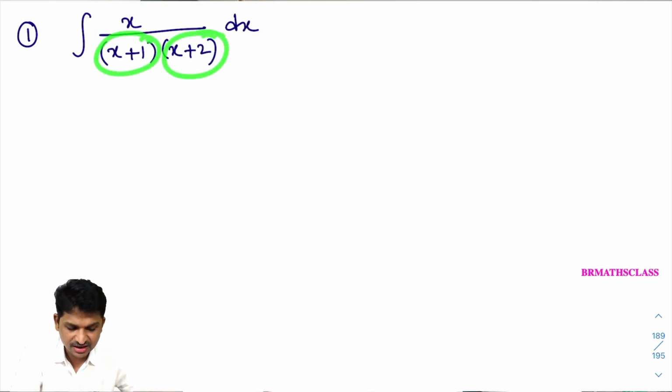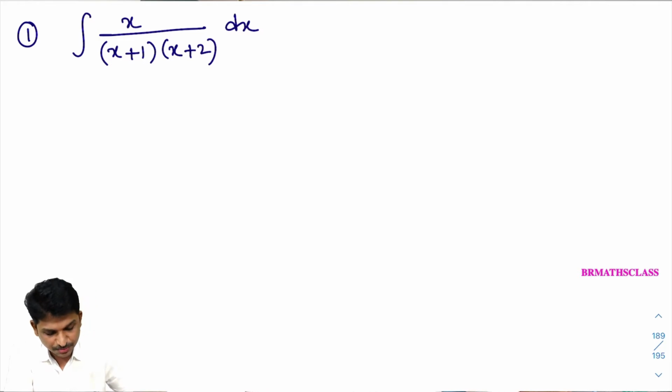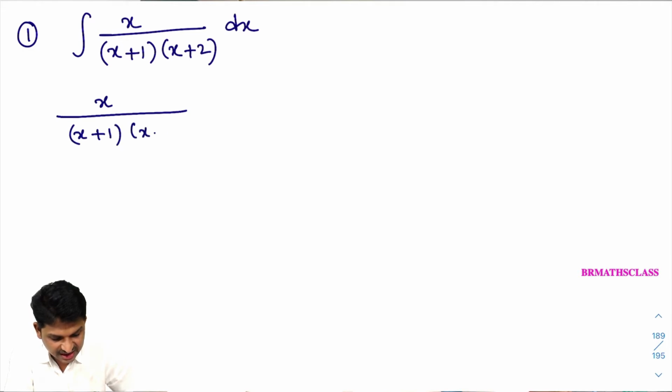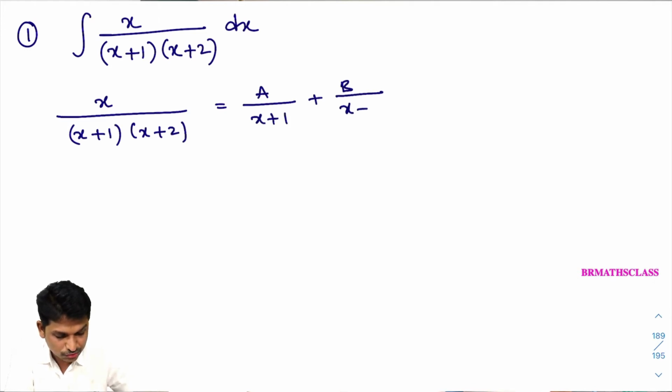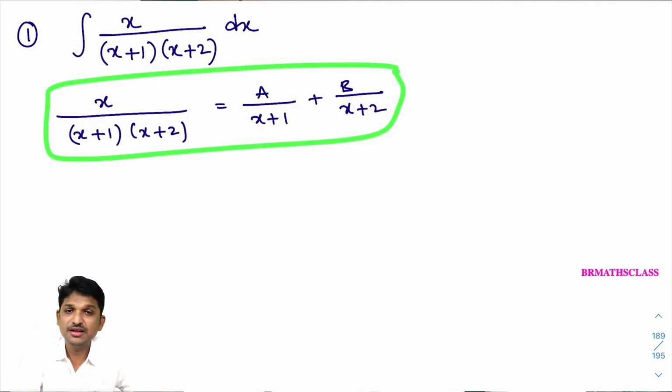Linear factors are there here. Is x plus 1 repeated anywhere? No. Is x plus 2 repeated anywhere? No. So the denominator contains non-repeated linear factors. So as per partial fractions, this proper rational function can be split into partial fractions like this. How to write this? This is most important. We will write it as a divided by x plus 1 plus b divided by x plus 2. We will write like this. This is the major part.